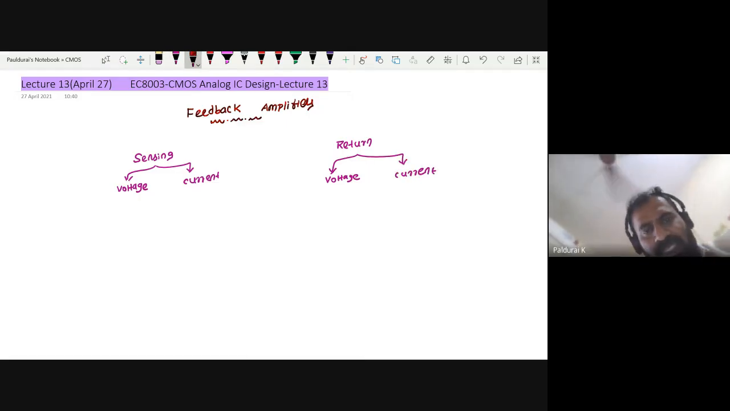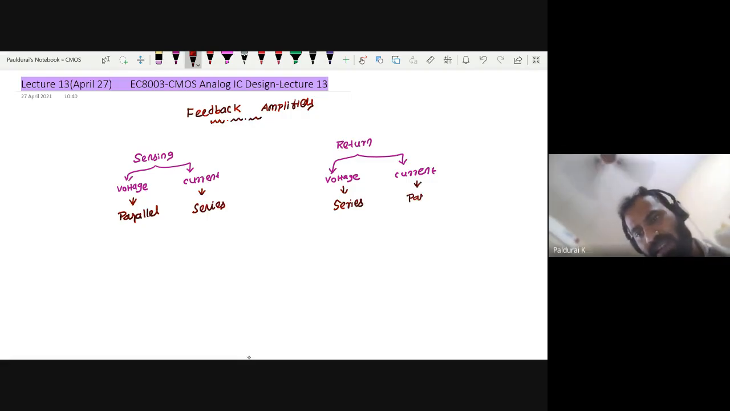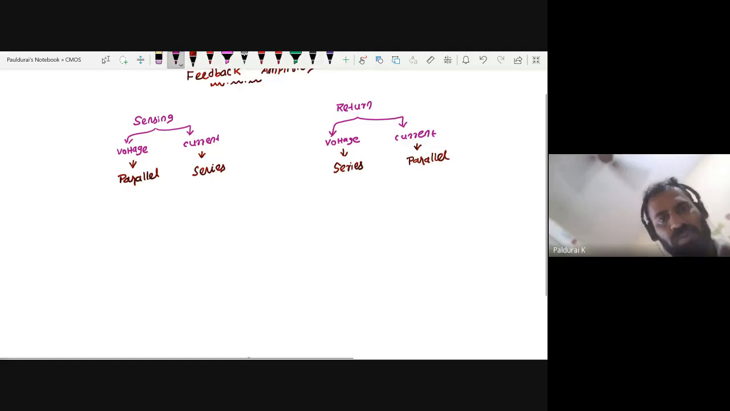Sensing. If you want to sense voltage, how will you connect? Will you connect in parallel or series? You connect in parallel. To sense current, you connect in series. That you know from how we connect a voltmeter as well as an ammeter. How to return voltage, from KVL, right? In order to return voltage, you connect in series. In order to return current, you connect in parallel. So based on these sensing and returning mechanisms, we have four types of feedback topologies.